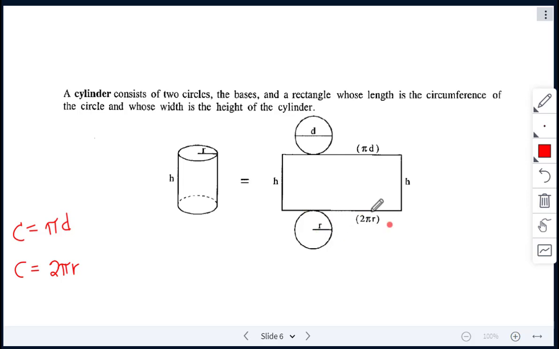If you're given radius, you can use 2 pi r. If you have the diameter of the circle, you can use pi d. Okay, those are the two formulas for circumference. And then the width is the height. All right, because we know area of a rectangle is length times width, but in this case, because it's part of the cylinder, the length is the circumference of the circle, and the width is the height of the cylinder.